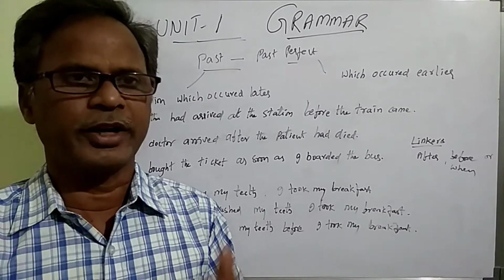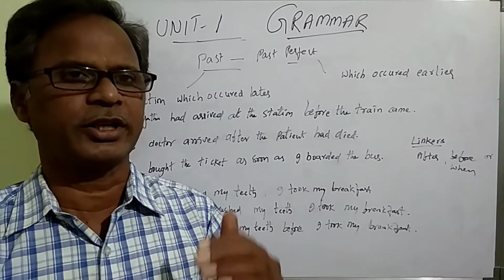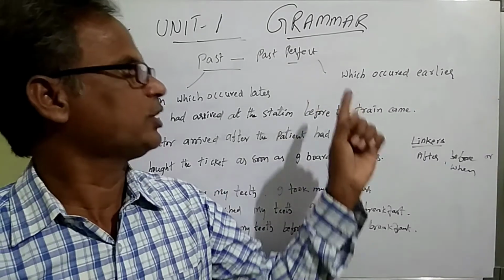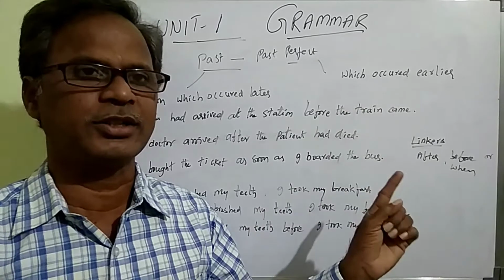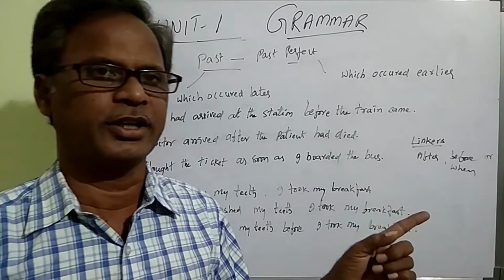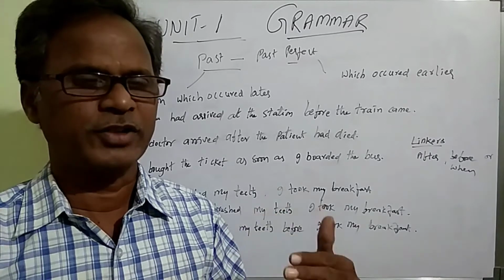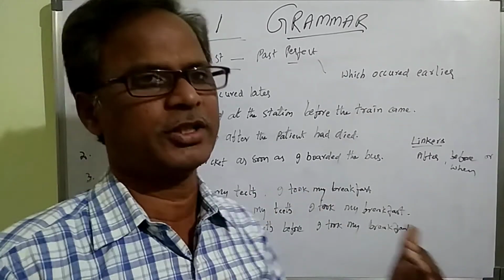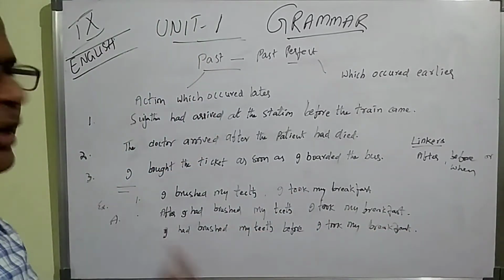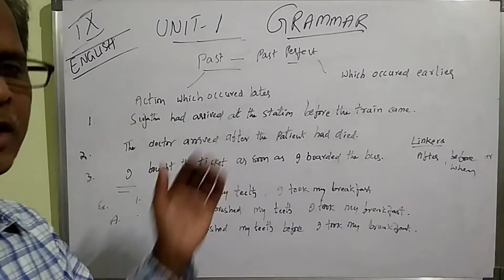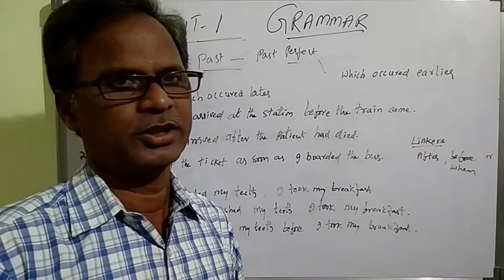So we cannot use simple past tense for both actions. When one action occurred earlier, had plus V3 is used. And for the action which finished later, the action which happened next, V2 is used. Is it clear?